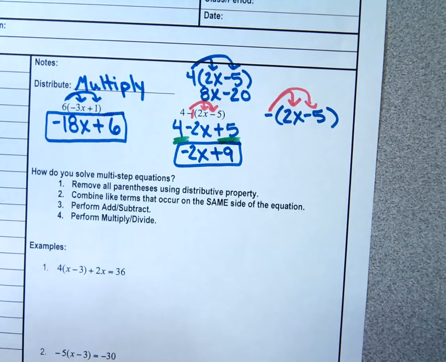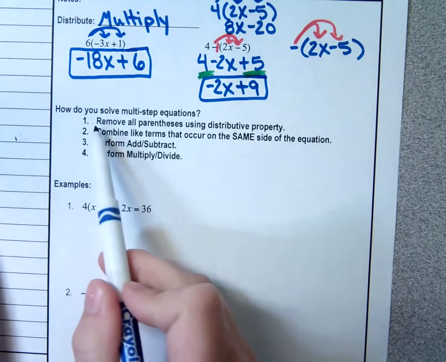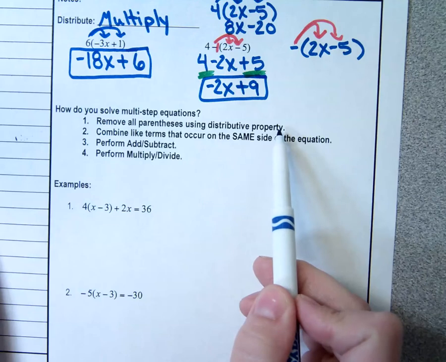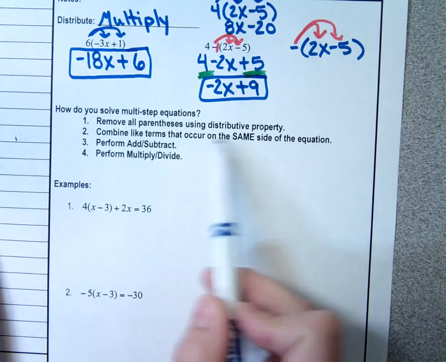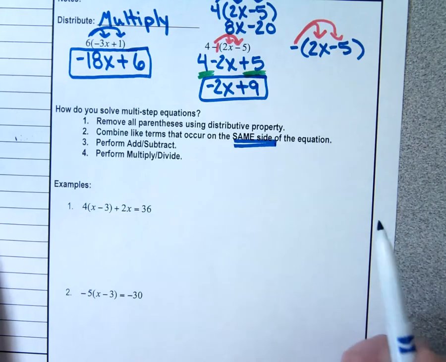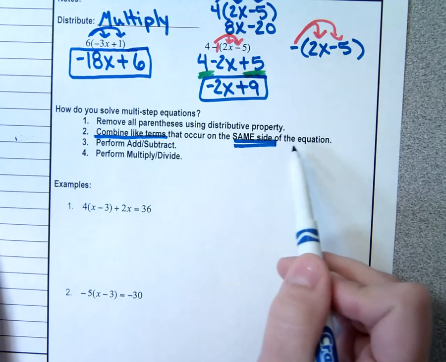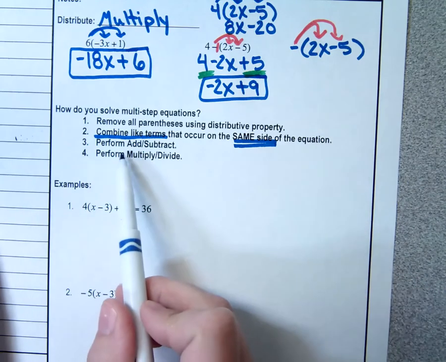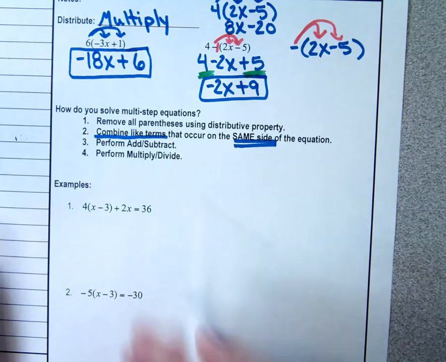Okay, so now we're going to apply this in solving equations. So step 1 says remove all parentheses using the distributive property. Step 2 says combine like terms that occur on the same side of the equation. I only get to combine like terms if they're on the same side of the equals. And then I get rid of addition and subtraction, and then I get rid of multiplication and division.